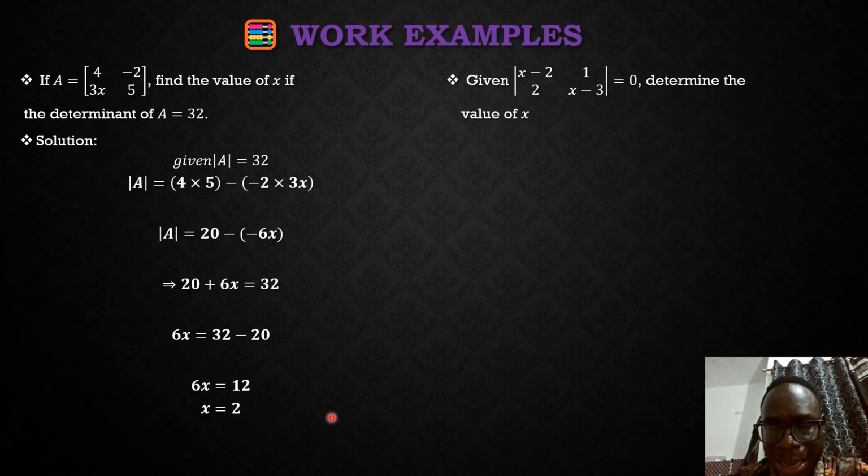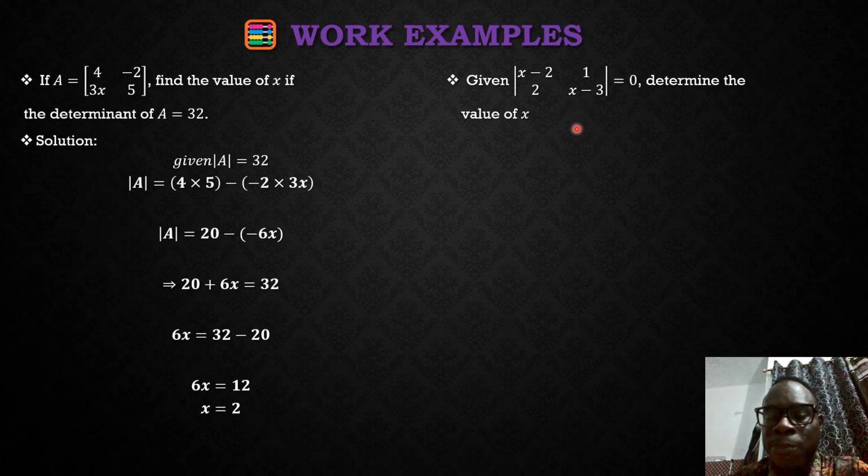Now let's look at another example. This time the matrix is presented in determinant form. So look at this bracket and look at this identification. You realize that there are two symbols. This one is a bracket and this one is not a bracket. Now this one represents the determinant sign.